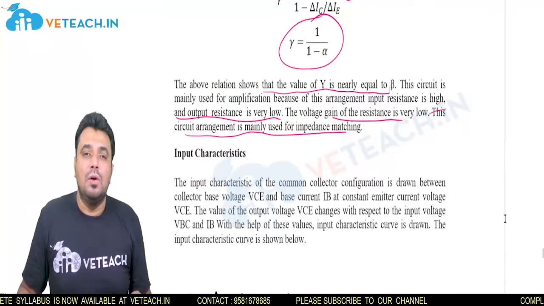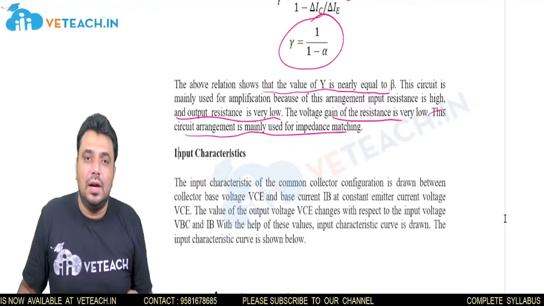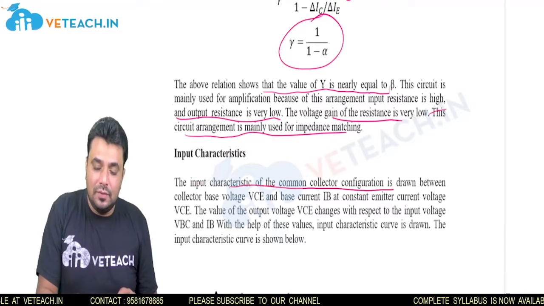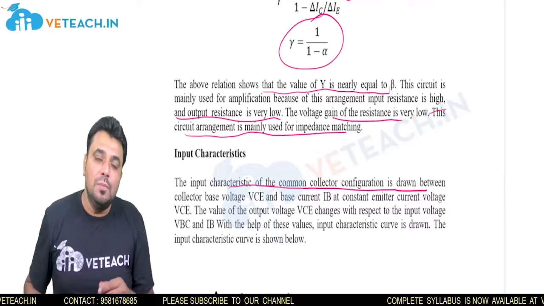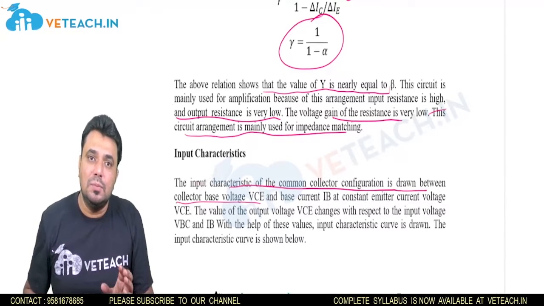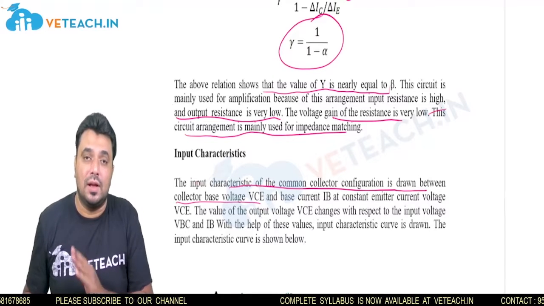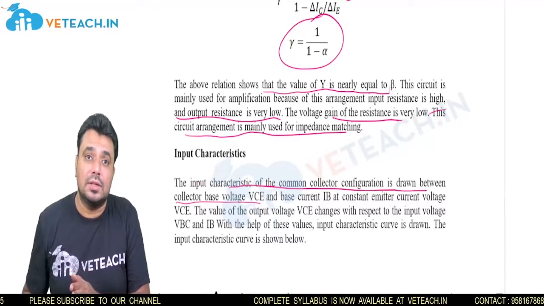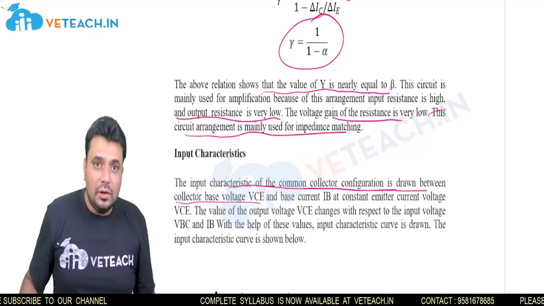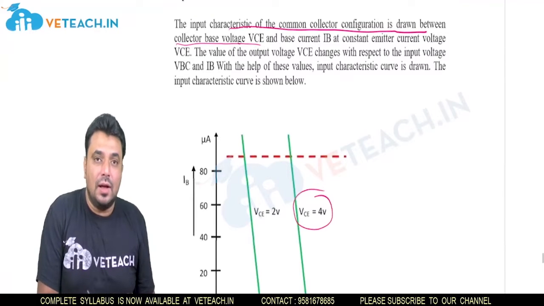Now we will see how we can draw the input characteristics and output characteristics of the common collector. The input characteristics of the common collector configuration are drawn between the input voltage and input current. As we have said from the start, whenever you draw the input characteristics, the output should be constant. Whenever you draw the output characteristics, the input should be constant. So here we are going to draw the input characteristics, and you can see that the output voltage should be constant.